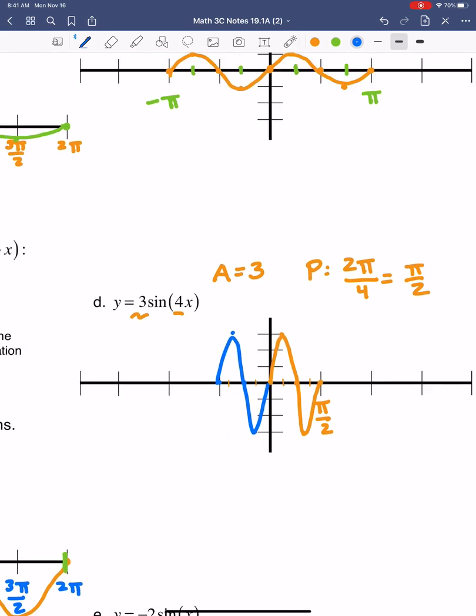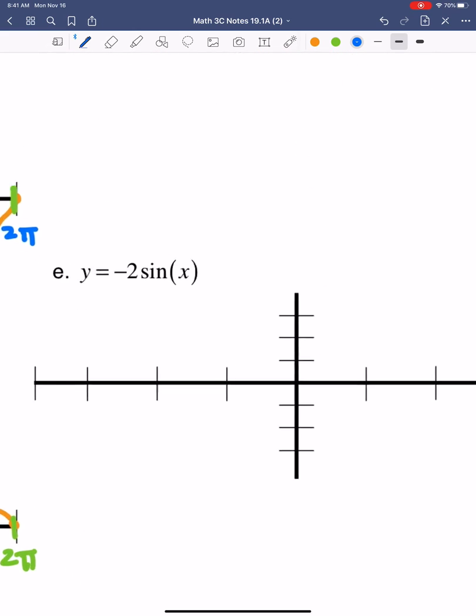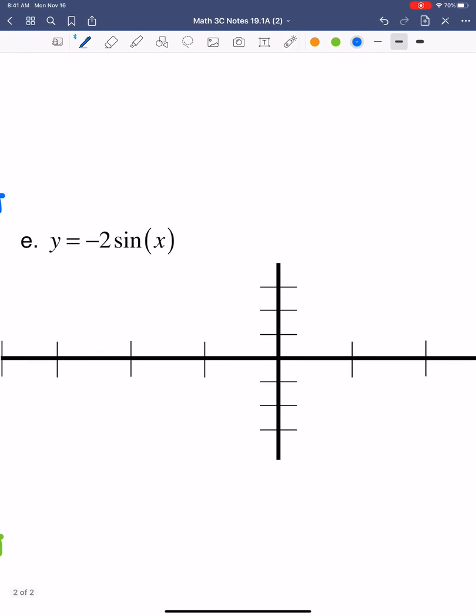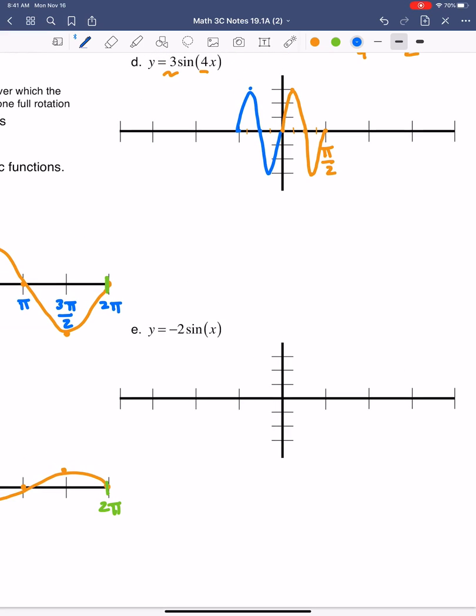All right. Now let's check out the last one here. Okay. So for this one, notice the period is not going to change, right, for the last one, because it's just a regular x in the middle, which means that I'm going to get through one full cycle by the time I get to 2 pi, so I don't need to scrunch this thing up at all. But notice that my amplitude is going to change. Okay, and it's going to be negative, right, because we've got a negative sign in the front, which means that instead of going up to start, we're going to go down to start.